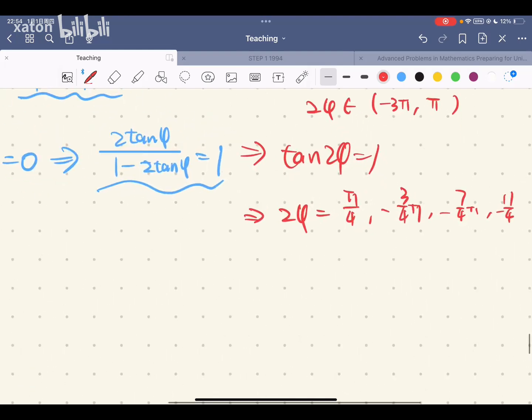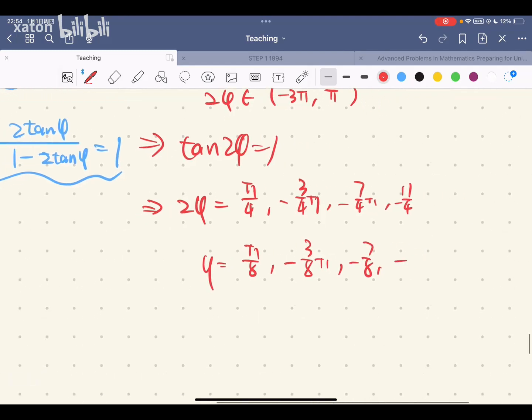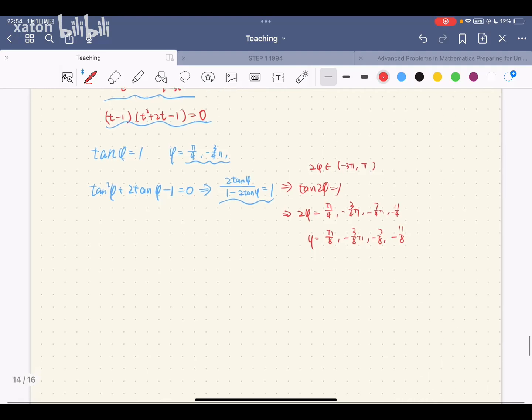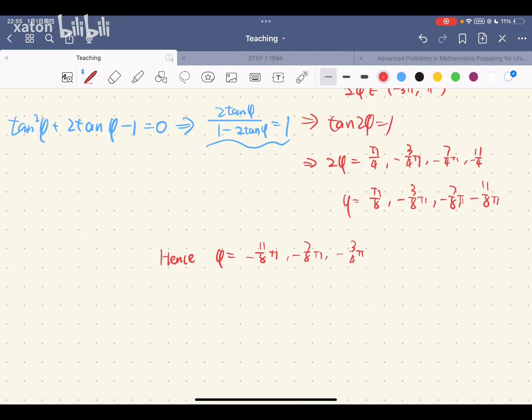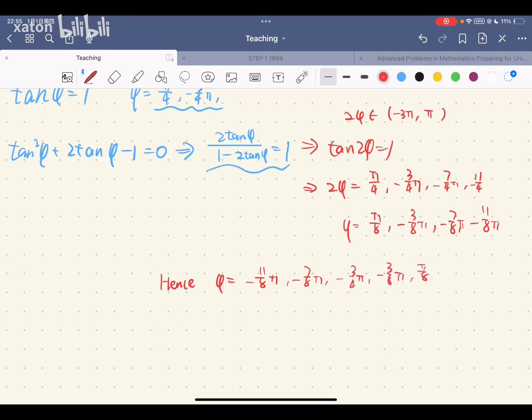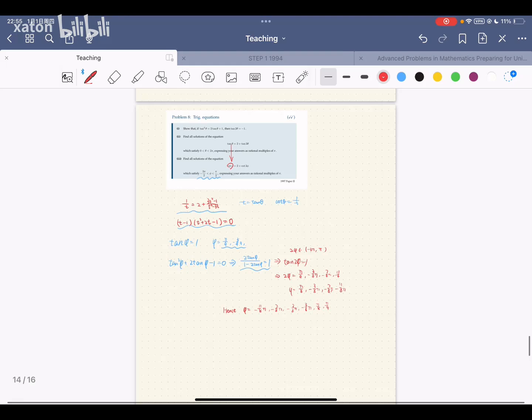So we get phi equal pi/8, minus 3/8 pi, 5/8 pi, minus 7/8 pi, and so on. Yes, that's the end for the solution to problem 8. Thank you for watching.